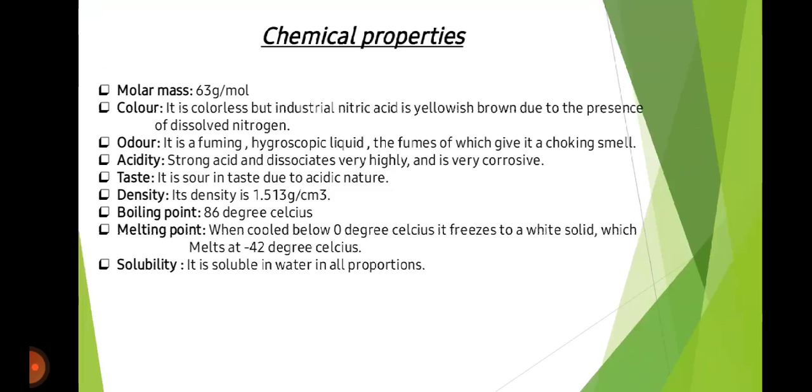Coming towards its chemical properties, its molar mass is 63 gram per mole. It is colorless but industrial nitric acid is yellowish brown due to the presence of dissolved nitrogen oxides. It is a fuming, hygroscopic liquid, the fumes of which give it a choking smell. Hygroscopic means that it can absorb moisture from the atmosphere. It is a strong acid and dissociates very highly and is very corrosive. It is sour in taste due to its acidic nature.